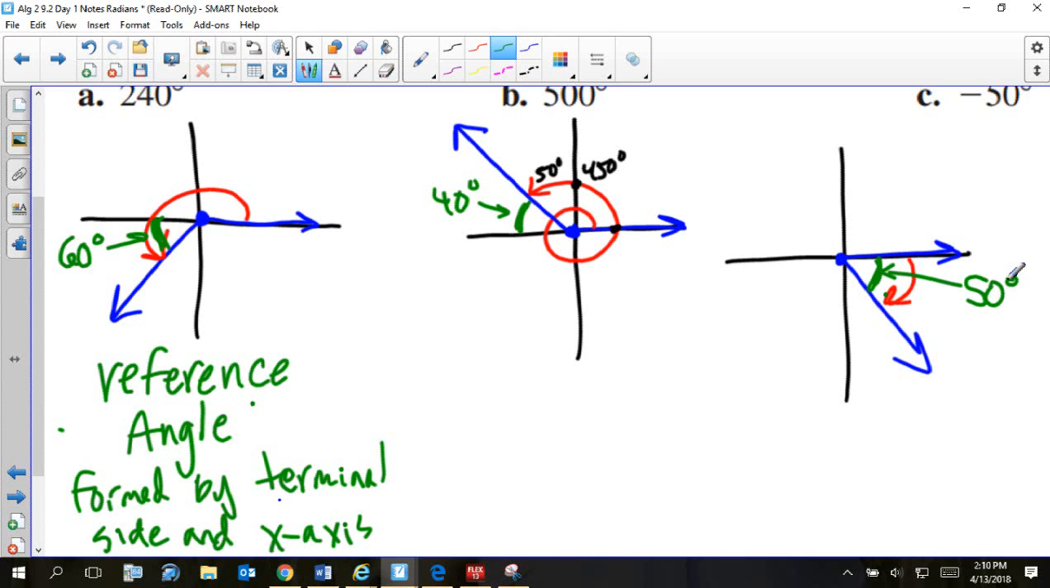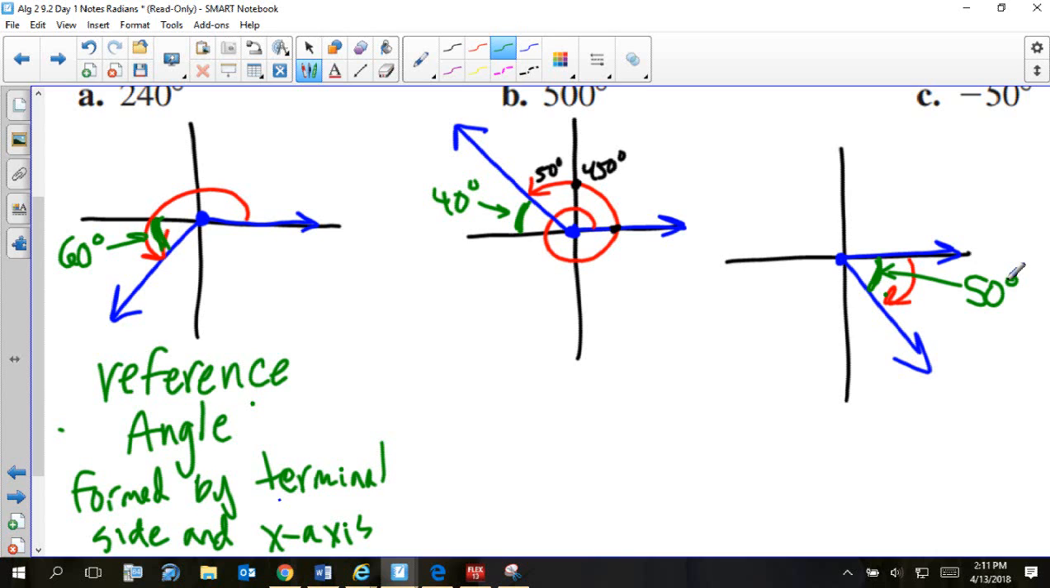Questions on this? It only connects to the x-axis. Did you drop to the y-axis on that one? No. Right. The reference angle is always to the x-axis. Always, always, always refers to the x-axis. When we go and do more stuff with reference angles, if you go to the wrong axis, you're going to get the wrong answer.